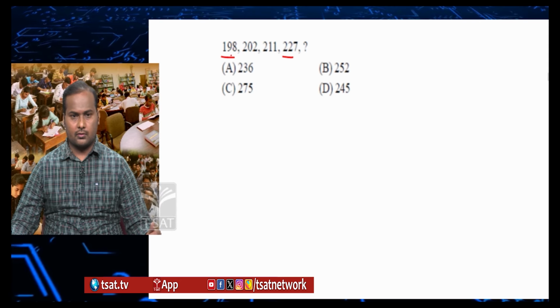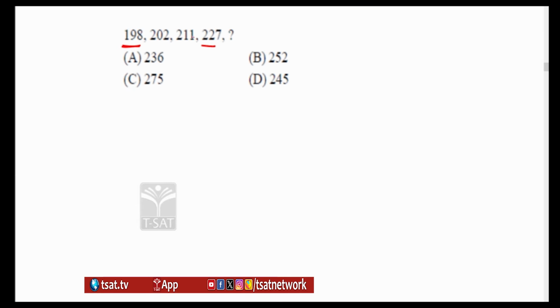For example, in this question, the initial number is 198 and the last number is 227. So, there is not much increase from 198 to 227. Whenever there is not much increase, we will take the difference. Here the difference between 198 and 202 is 4, here it is 9, here it is 16, and the moment you see 4, 9 and 16, they are squares. Obviously the next square will be 25, that is 5 square. So, 227 plus 25, and your answer will be 252.